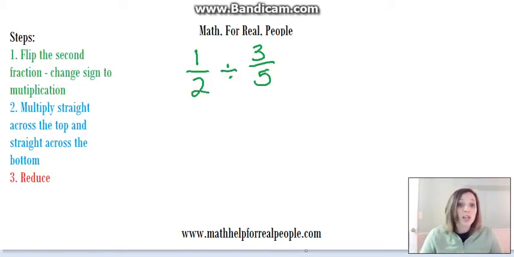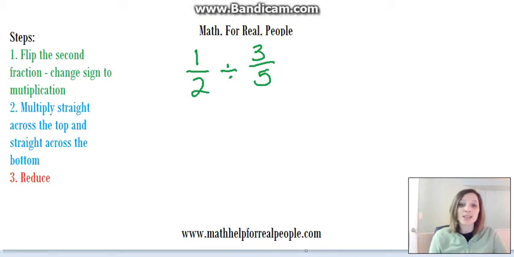Alright, so here we go. Division has one extra step, so you can see on the side, it's the first step that is different. And then the second 2 are the same. So the first step is you flip the second fraction and change the sign to multiplication. So you're going to flip the second fraction only. That means you're using the reciprocal of it, which is the technical term.